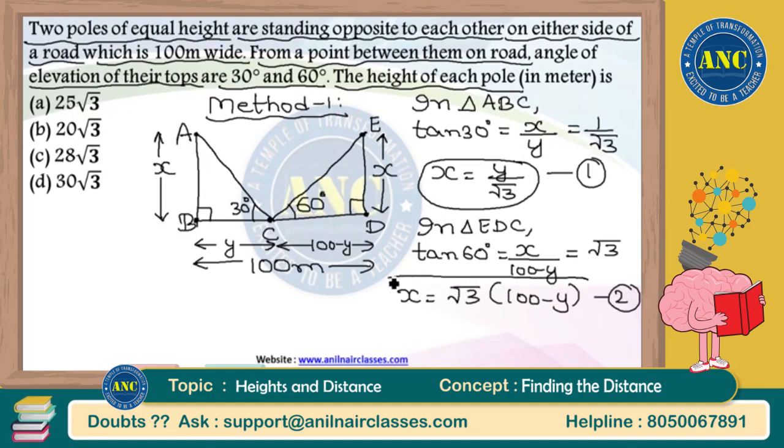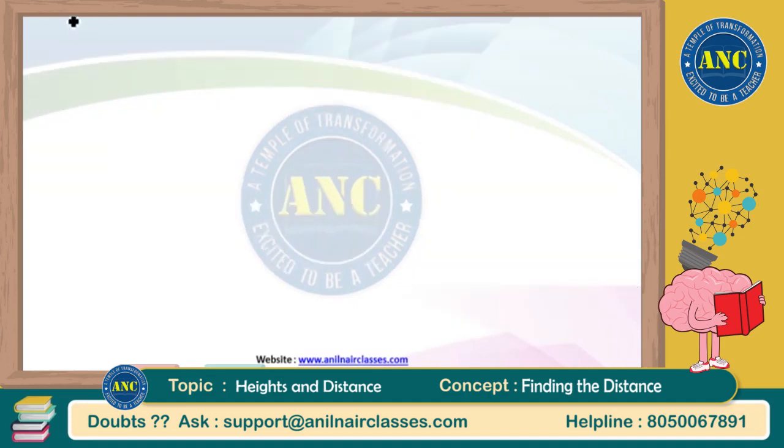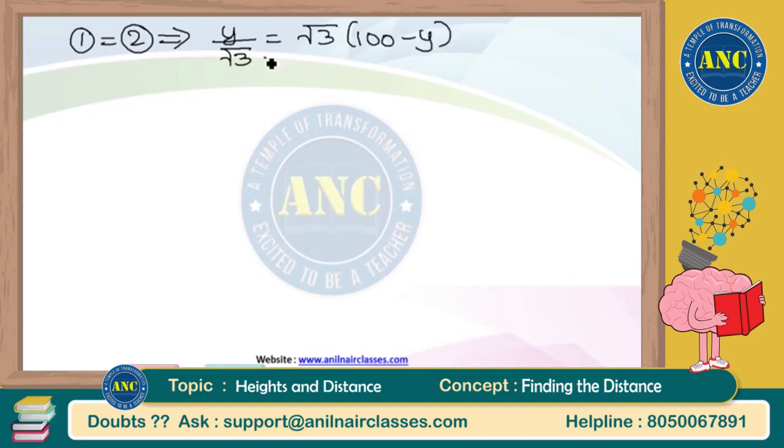First equation left hand side is X. Second equation left hand side is also X. Equate the right hand side, then why are you waiting? Right hand side of equation 1 is Y by root 3. Right hand side of equation 2 is root 3 times 100 minus Y. Cross multiply. Root 3 into root 3 is 3. 3 into 100 is 300.